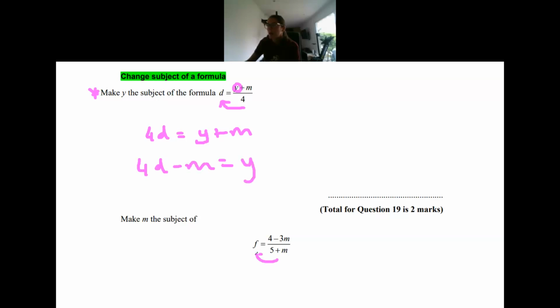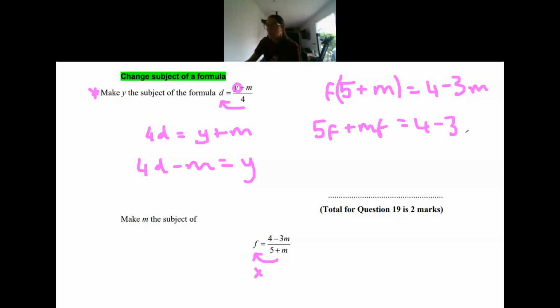Same first step here, always times over that denominator. So f bracket 5 plus m equals 4 minus 3m. Expand, 5f plus mf equals 4 minus 3m. So this is like a 4 marker, and this is normally the higher content of rearranging because there's an m here and an m here. It involves factorising at some point.